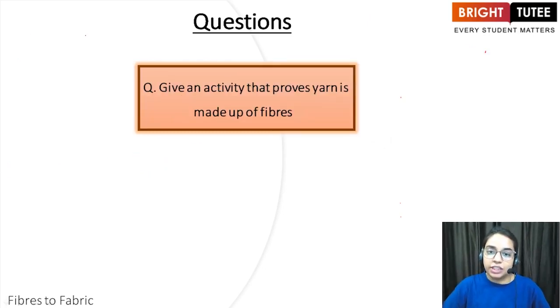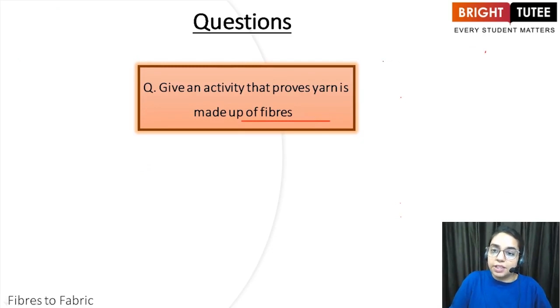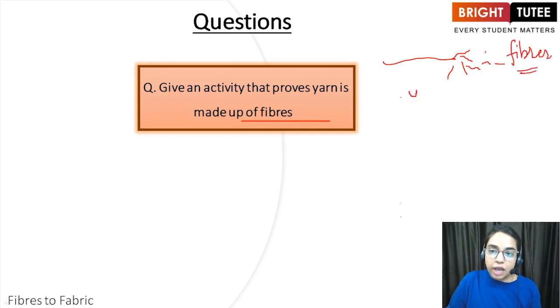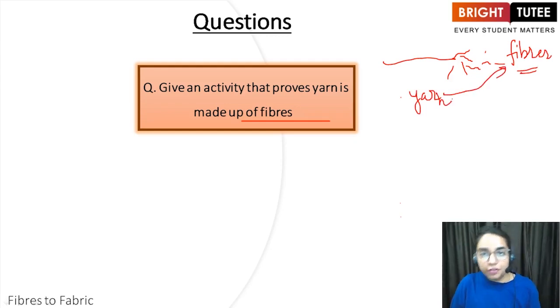Give an activity which proves that yarn is made up of fibers. So it is a very interesting activity children. What you can do is you can take a piece of yarn and you can just try to split it, and you will observe that it splits into a number of thin strands, and these thin strands are known as fibers. So this activity proves that children, yarn is made up of fibers. So let's move to the next question.